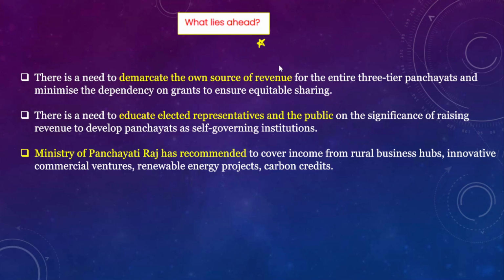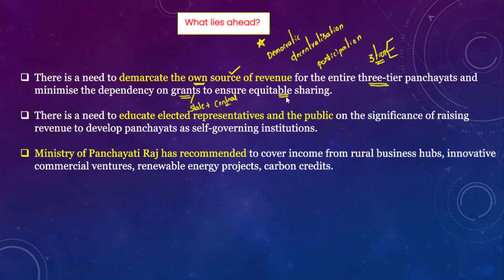As I have already told you, the Panchayati Raj institutions were established at the grassroots level for the purpose of democratic decentralization, and also to ensure participatory governance, where people actively take part in governance at the grassroots level. Therefore, there's a need to demarcate own sources of revenue for the entire 3-tier panchayats, at the village level, block level, and district level. That could minimize the dependency of these institutions on grants from the state government plus central government, and ensure equitable sharing of these revenues.